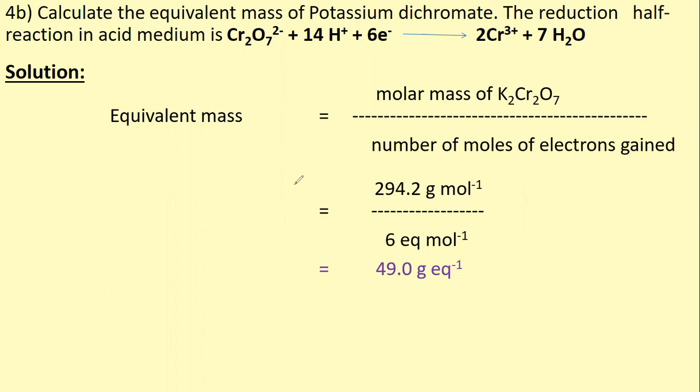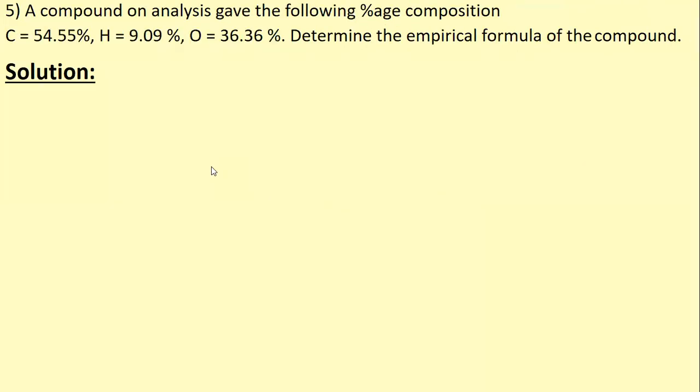Now we'll move on to the fifth problem. A compound on analysis gave the following percentage composition. Here the percentages are given for carbon, hydrogen and then oxygen. So they have asked to calculate the empirical formula of the compound. This problem you all know well, right? We all know empirical formula is nothing but the simplest form of expressing the ratio. It is simply the simplest ratio.